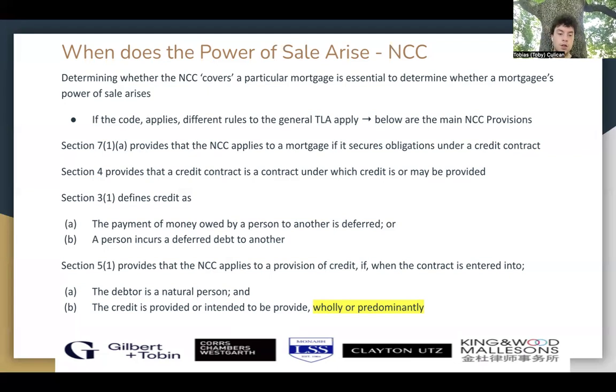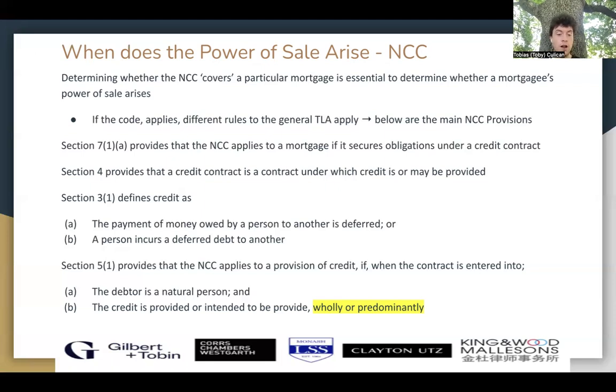Section 7, subsection 1A provides that the NCC applies to a mortgage if it secures obligations under a credit contract. Cool. Section 4 provides that a credit contract is a contract under which credit is or may be provided. Now, it's not an awfully informative section. Usually when you're defining something, you shouldn't have the same term as the one you're trying to define in the definition. Anyway, it's probably just some VCE rule.